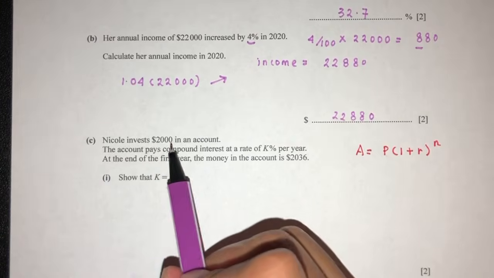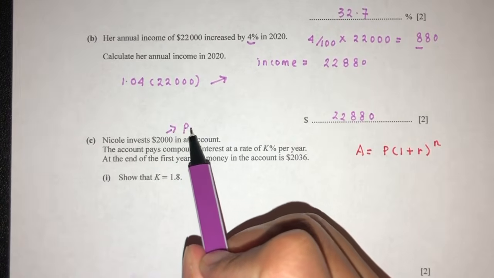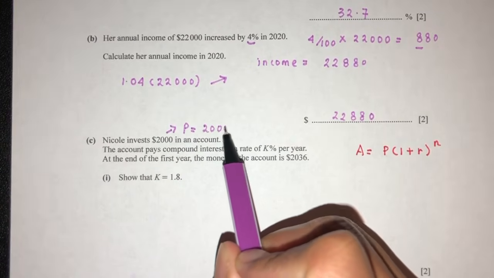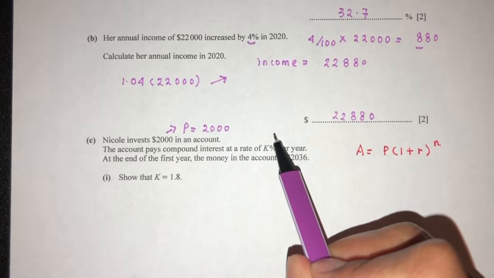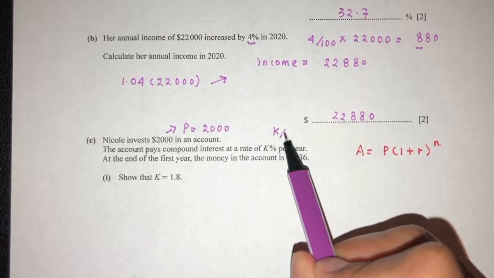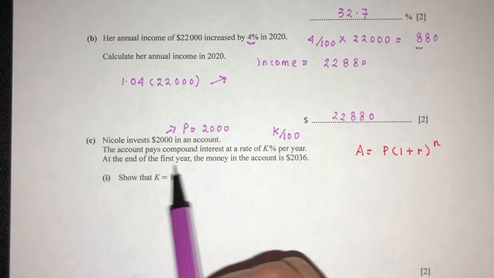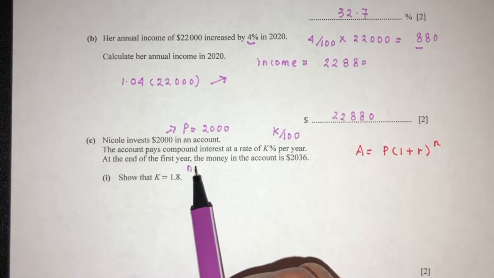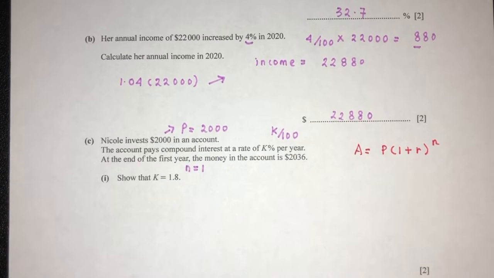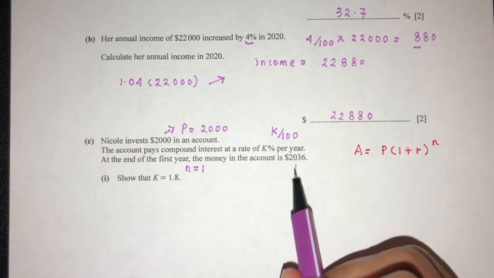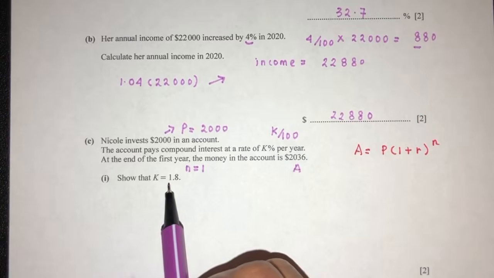Now, invest this one. This is the principal. So P will be 2,000. Now the rate will be K percent. K percent is K over 100, right? And then here we have what? At the end of the first year, so time n will be 1, first year. The money in the account will be A, is this much. So we have to find the value of K.